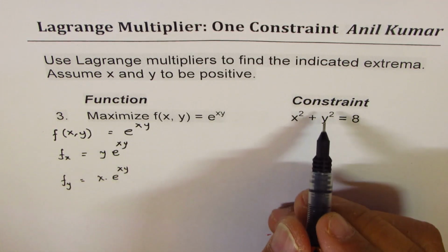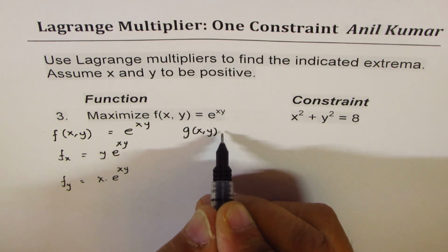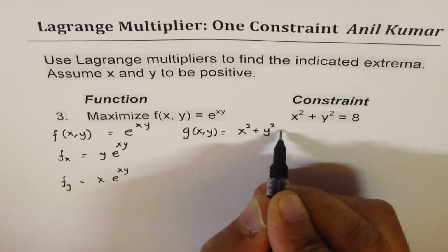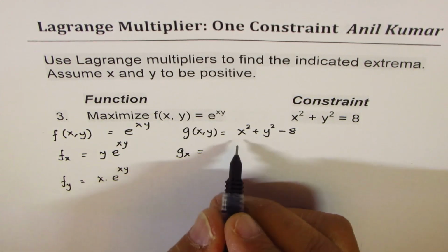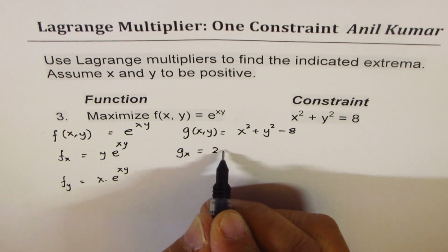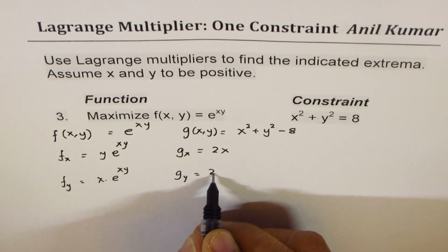Correct? Now if you look at the constraint, which is g of xy, that is equal to x squared plus y squared minus 8. So g of x, the partial derivative with respect to x, will be 2x, and the partial derivative with respect to y will be 2y.